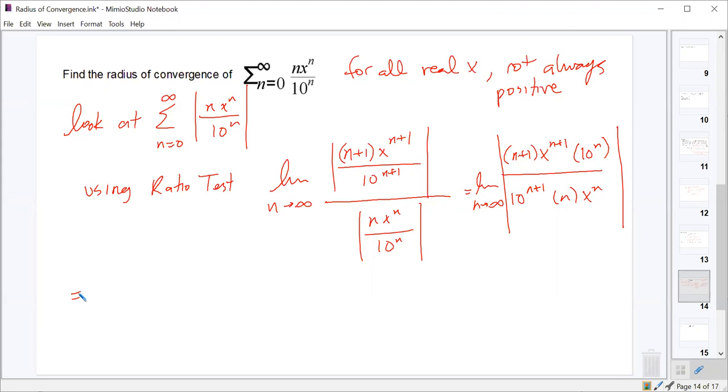And what does that come out to be? First off, we could write this as a limit as n approaches infinity of n plus 1. What about the x to the n plus 1 over the x to the n? That should just be an x in the numerator. And then in the denominator, I should have just a 10 times the n. Everybody agree with that simplification? Just using exponent rules.